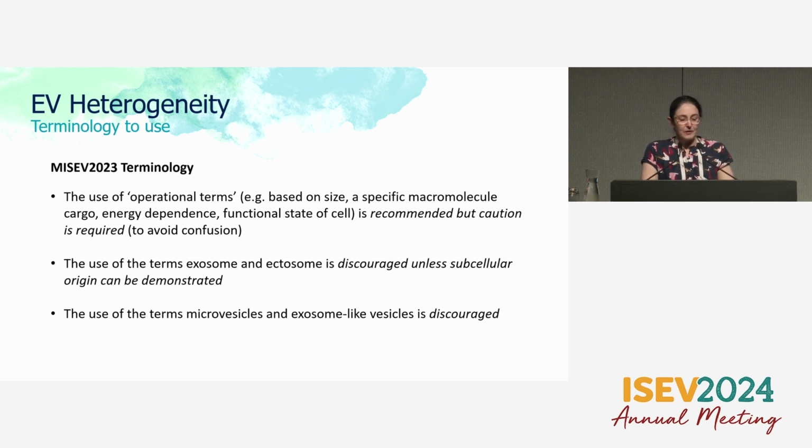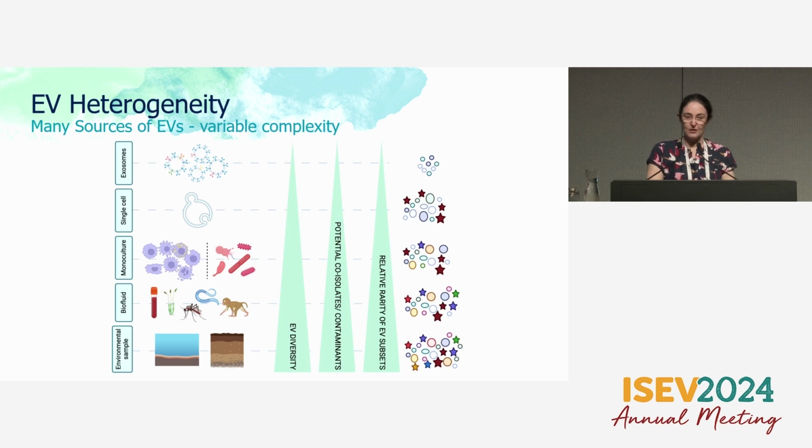The use of the terms exosome, coming from the multivesicular body, and ectosome, coming from the surface of the cell, is discouraged unless subcellular localization can be demonstrated. And the terms microvesicles and exosome-like vesicles, which can mean anything, are also discouraged in the new MISEV 2023 guidelines. So we've got a real challenge with heterogeneity, and I wanted to summarize this heterogeneity issue with this rather complicated diagram, but I will take you through it.